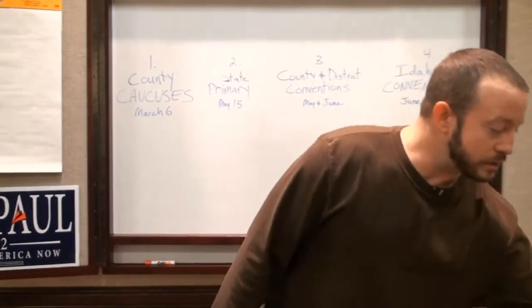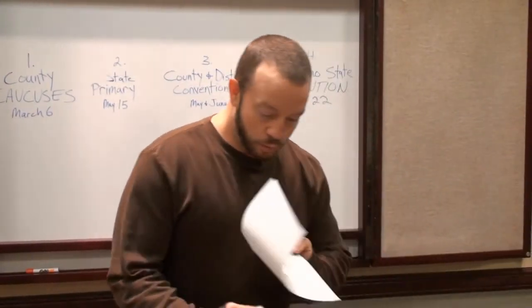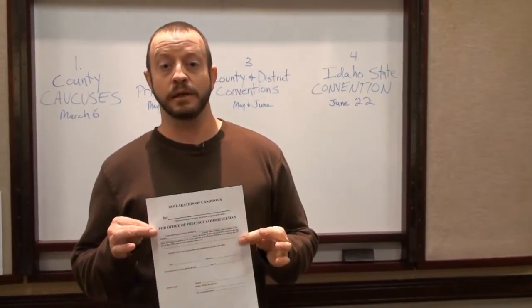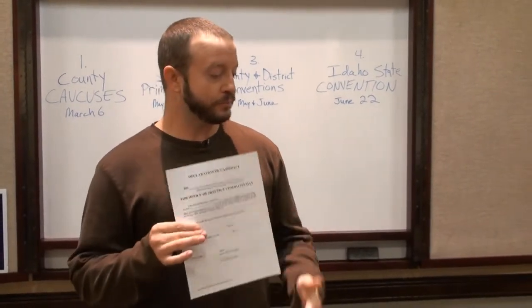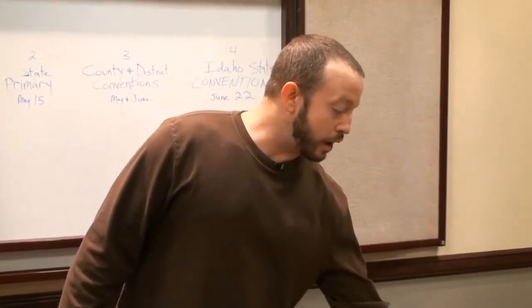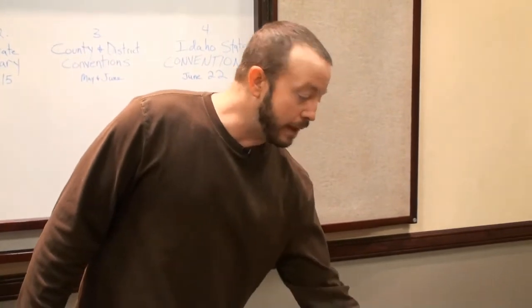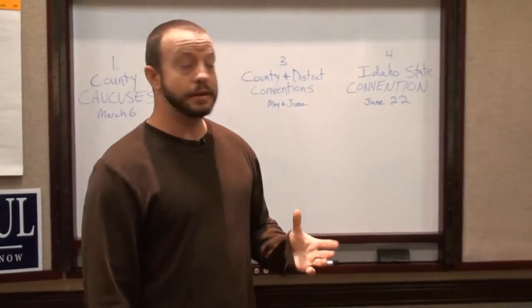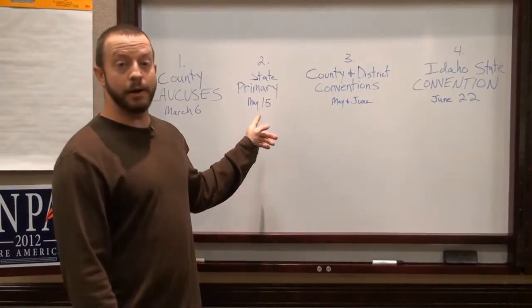And it's a very simple process. It's filling out this one-page declaration of candidacy and filing it with your county clerk. Now, if you file this document, you will be listed on the ballot as a precinct committeeman for your voting precinct, and you'll be voted on at the May primary.